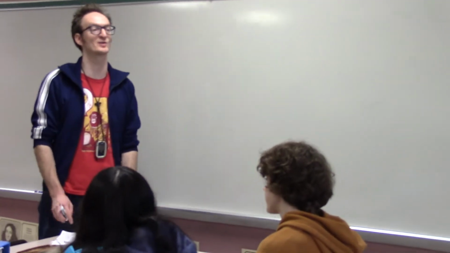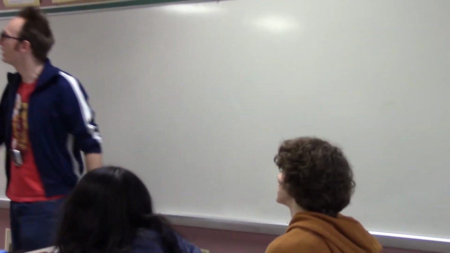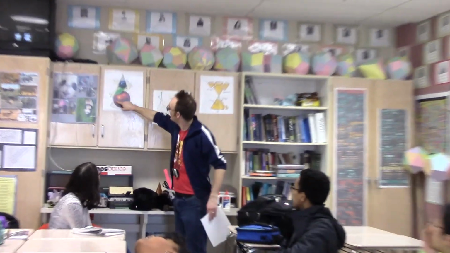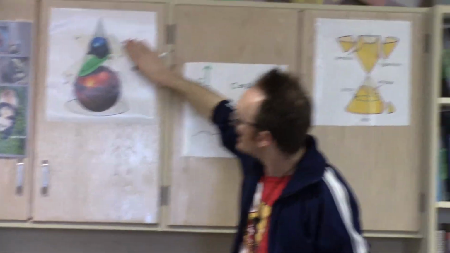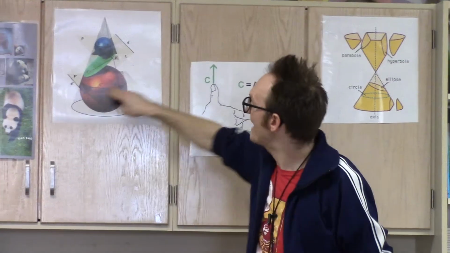Oh, should I answer the question first of what a directrix is? A directrix is, you can see it over here, the intersection of the intersecting plane and the plane through the circle of tangency of the Dandelin spheres. Oh. Can you say that again?